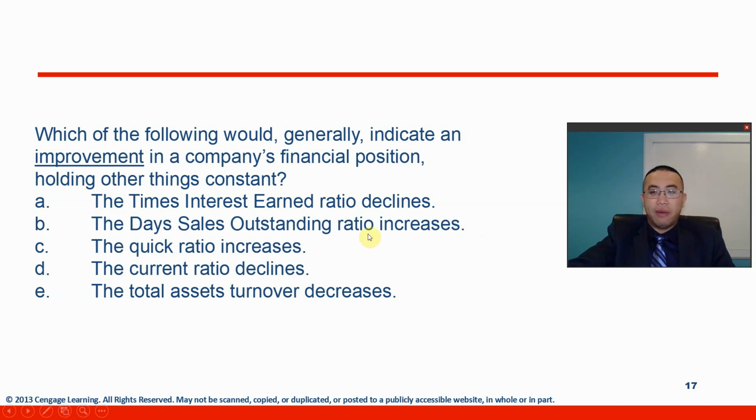C, quick ratio increases. So that means you have more quick assets in comparison to current liabilities. So you're more able to pay your short-term obligations. So that's good. D, current ratio declines. So that's bad. E, total asset turnover decreases. And total assets turnover is an indicator of efficiency. When this goes down, that's not good. So we would select C.